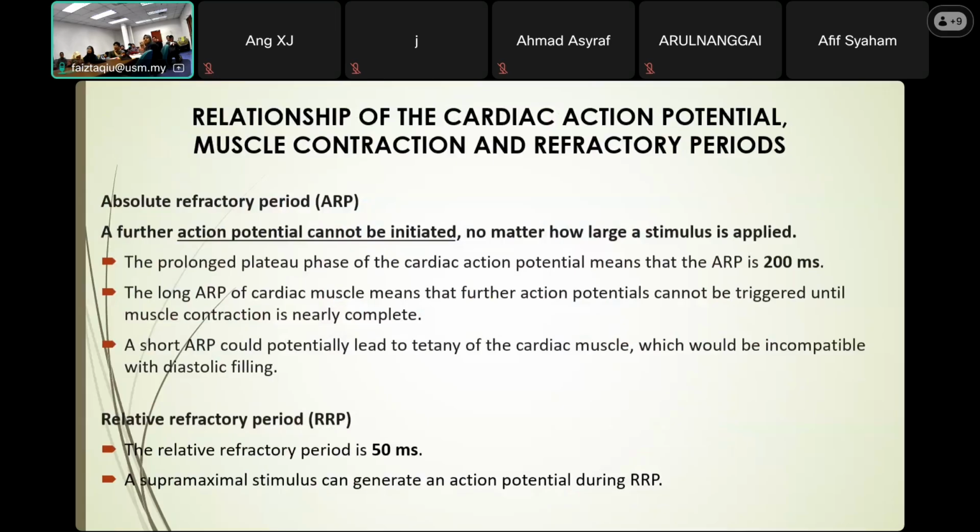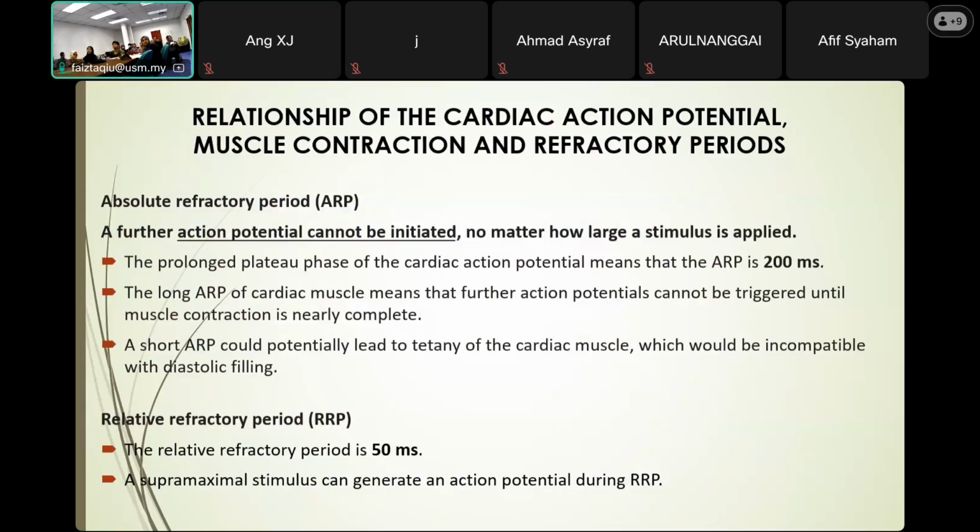If the ARP is short or shortened, it can potentially lead to tetany of the cardiac muscle, which would be incompatible with diastolic filling. Now, bear in mind, we were talking about calcium conductance. So here, like Prof said, when we talk about electrolyte imbalance, hypercalcemia and things like that, all this will affect your periods as well.